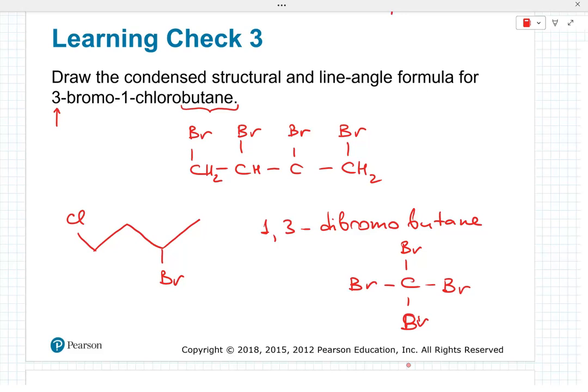And that would be tetrabromobutane. But we will need numbers. So it would be 1, 2, 3, 4. Tetrabromobutane, but only with numbers. Without a number, it only can be tetrachloromethane.